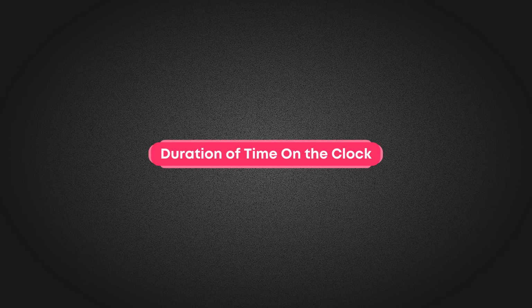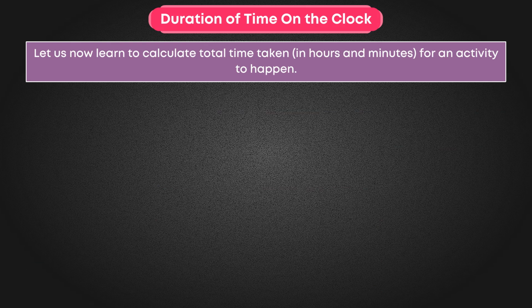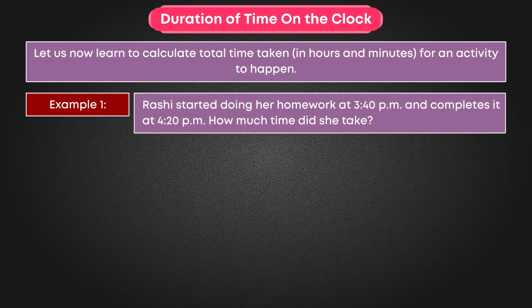Duration of time on the clock. Let us now learn to calculate total time taken in hours and minutes for an activity to happen. Example 1. Rashi started doing her homework at 3:40 p.m. and completes it at 4:20 p.m. How much time did she take?